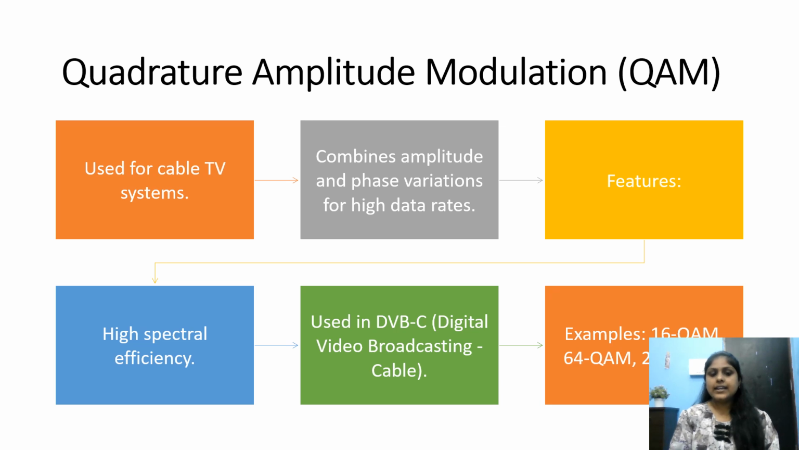Now let us see in detail about quadrature amplitude modulation. It is used for cable TV systems and it combines amplitude and phase variation for high data rates. It has features like high spectral efficiency and is used in DVB-C, digital video broadcasting cable. 16 QAM, 64 QAM, and 256 QAM are the examples of quadrature amplitude modulation.